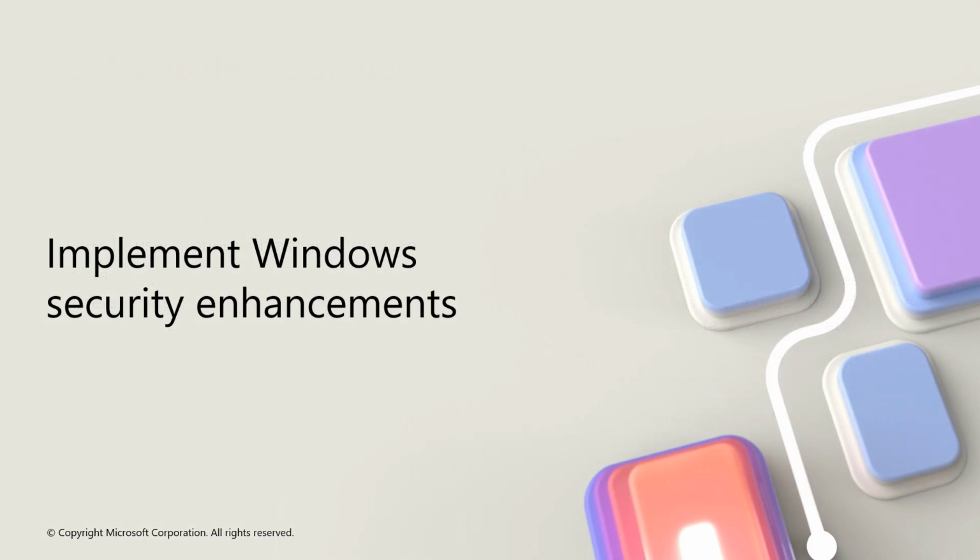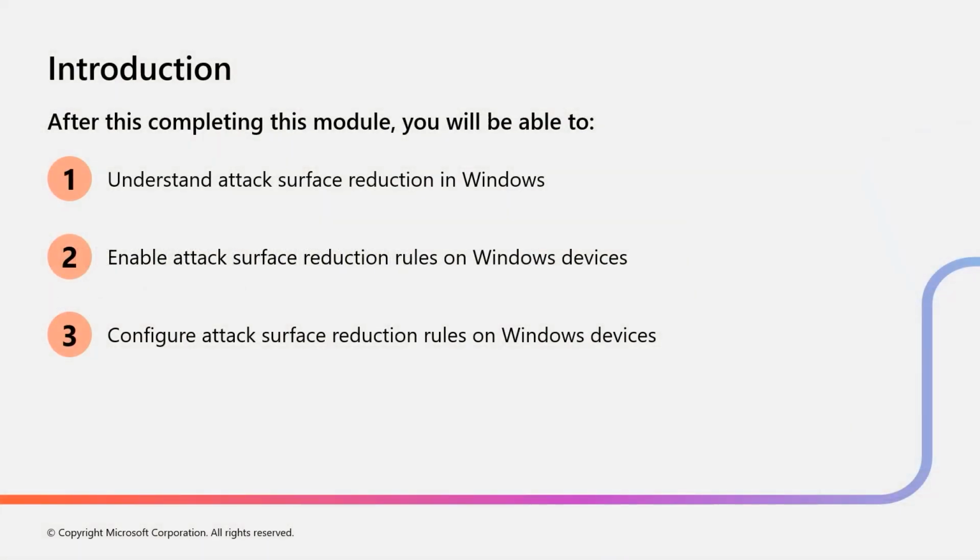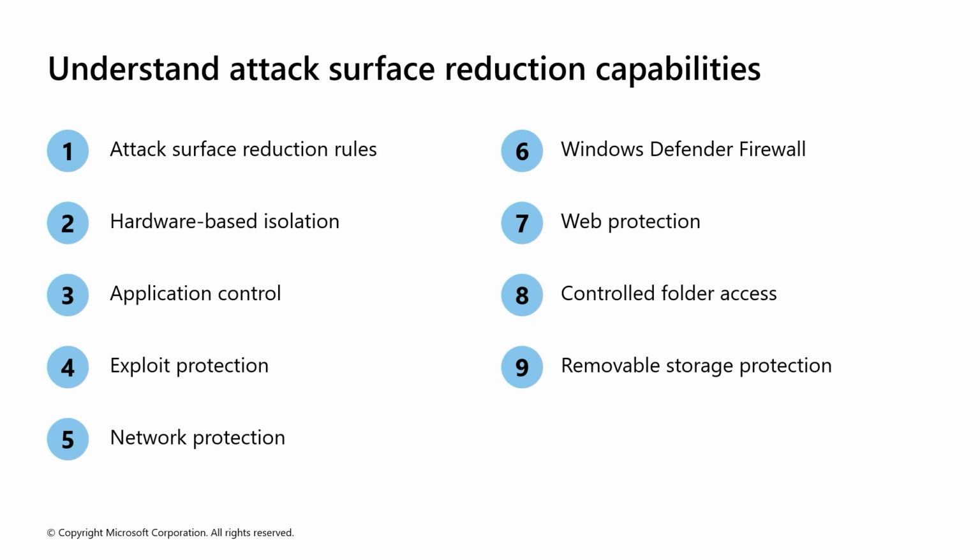Let's dive into our next module, Module 3, which is implementing Windows security enhancements. After completing this module, you'll be able to understand attack surface reduction in Windows, as well as enable and configure attack surface reduction rules on Windows devices. So let's get started. Attack surface reduction is all about minimizing risk before threats even reach your system.